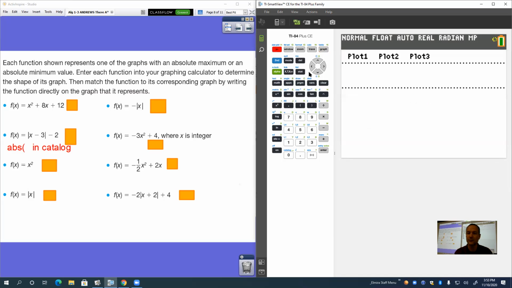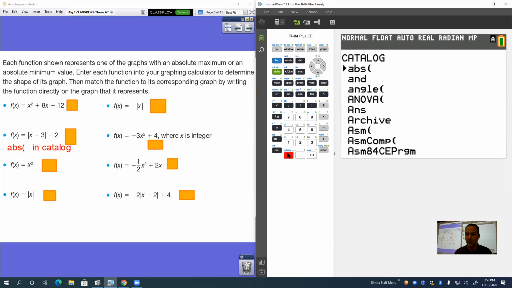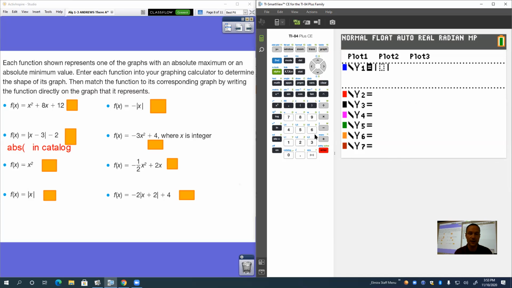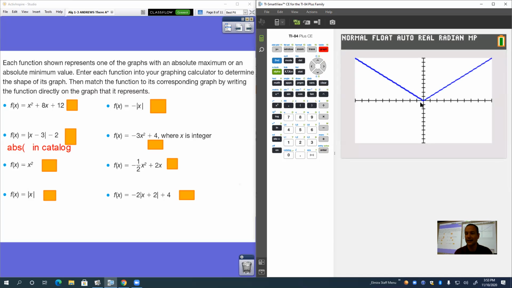Go back to y equals, we'll type in the next one. The next one says the absolute value of x. So remember, for absolute value, you have to hit second and then the 0 button, which is really the catalog. That will bring up the absolute value feature. And then we just have an x inside of there. So now we want to graph it. That again has an absolute minimum. That's the lowest point on the graph.